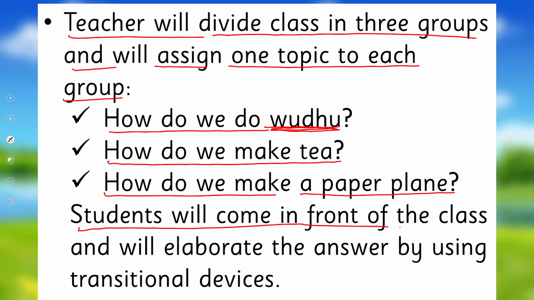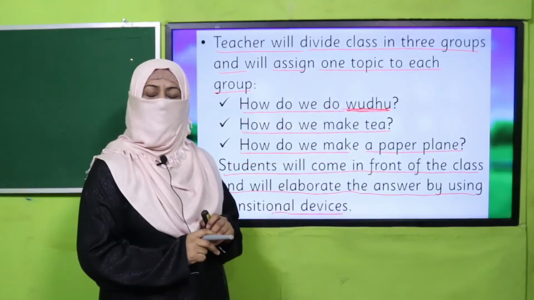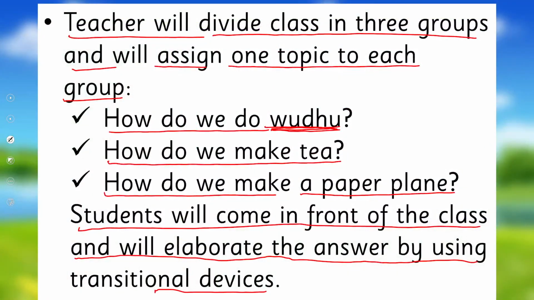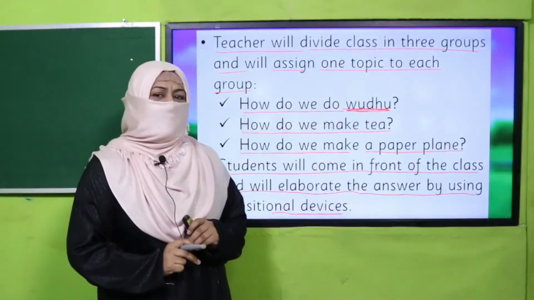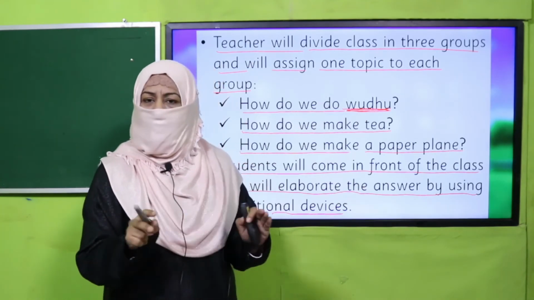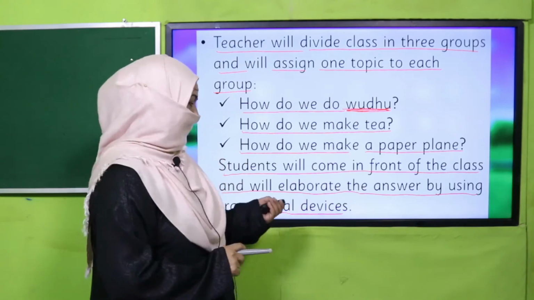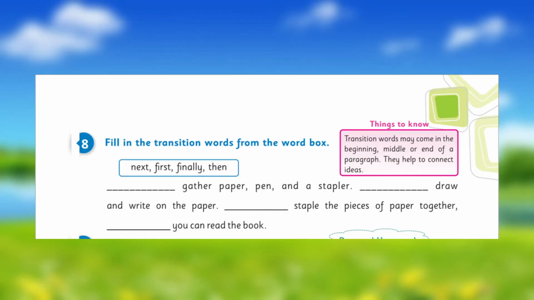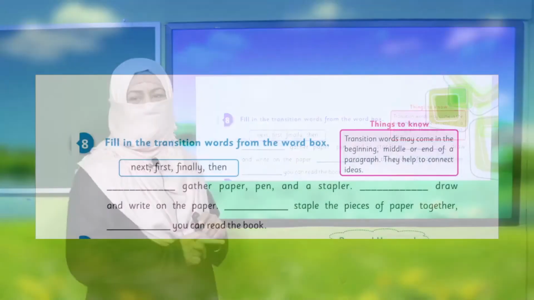Students will come in front of the class and will elaborate the answer by using transitional devices. Okay, so pause the video, enjoy this beautiful activity, and then come back. Yes, my dear students, are you done with it? Good job. I can see you're excited. Now, all of you settle down, go back to your seats, and it's time to practice this concept from your book. All of you open your book and solve question number 8. Open this page, complete this exercise, and then come back.